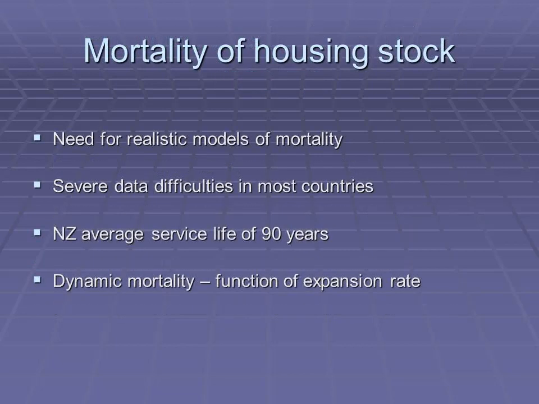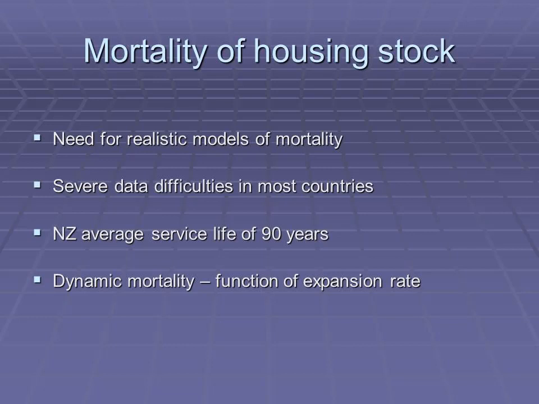Realistic stock and flow models of housing should be driven by empirically established functions of mortality, otherwise they will be prone to gross error. However, in most countries there are severe data difficulties in estimating the mortality of housing stock due to the absence of suitable data over a sufficiently long period of time.